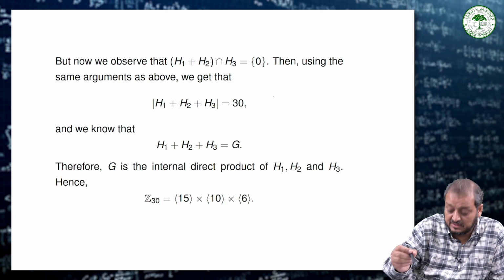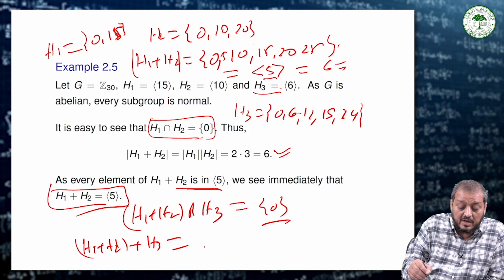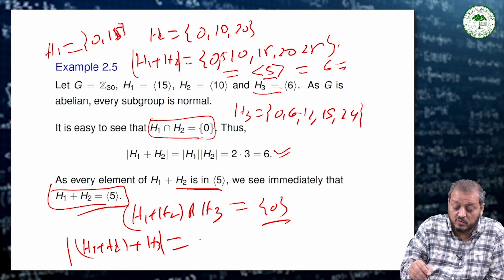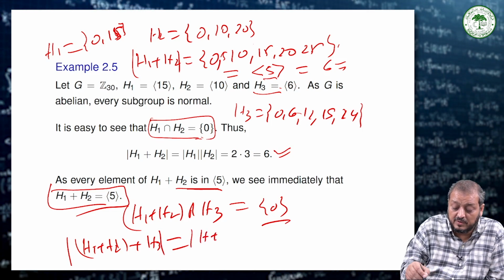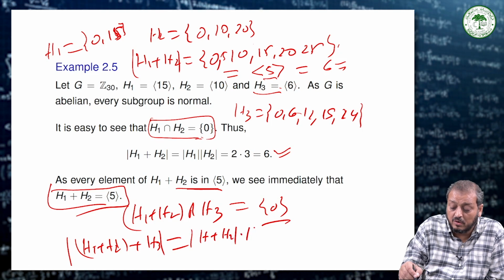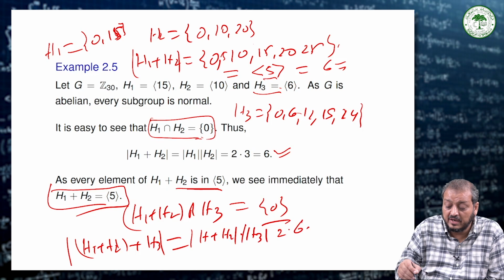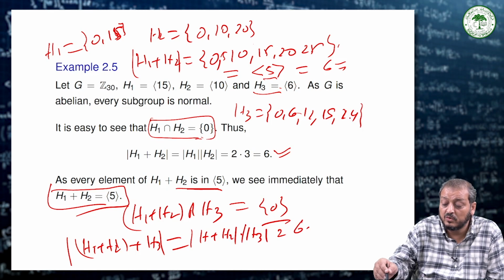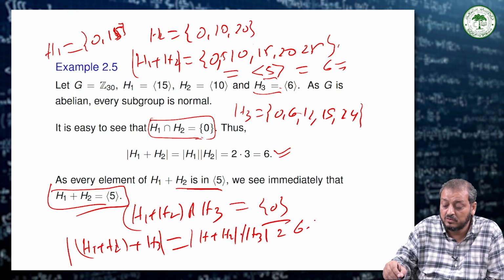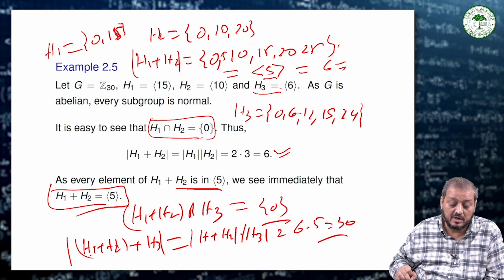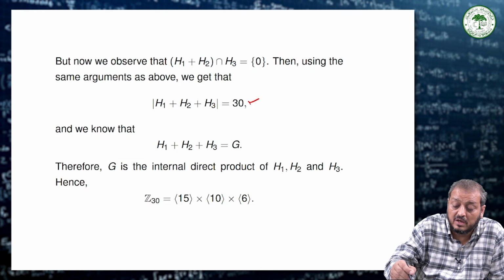If you find the order, it is the order of H1 plus H2 times the order of H3. The order of H1 plus H2 is equal to 6, and the order of H3 is equal to 5, so it is equal to 30. This means the order of H1 plus H2 plus H3 is equal to 30.